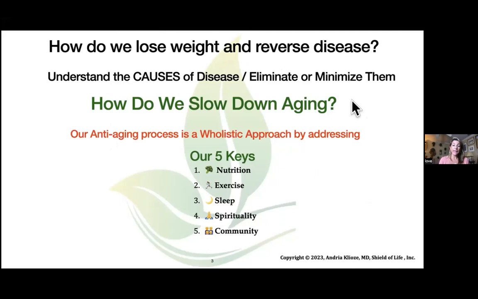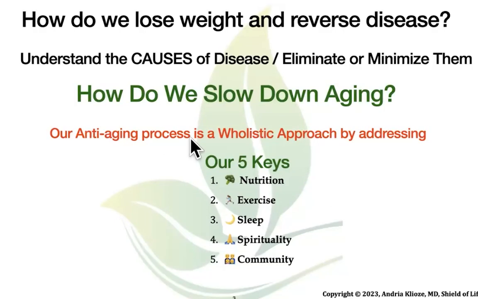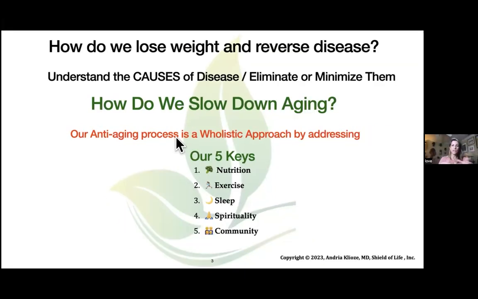How do we slow down aging? Well, it's pretty much the same thing. Aging is related to the disease. And as we treat each one of these diseases, we treat the whole body, and we treat the whole body in a holistic approach. And that's the reason why we do nutrition, exercise, sleep, spirituality, and community.